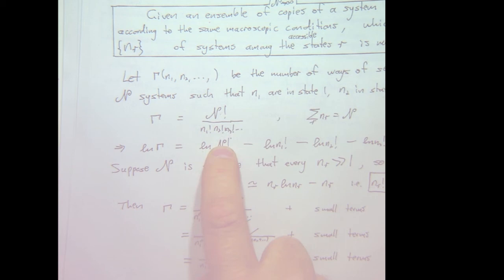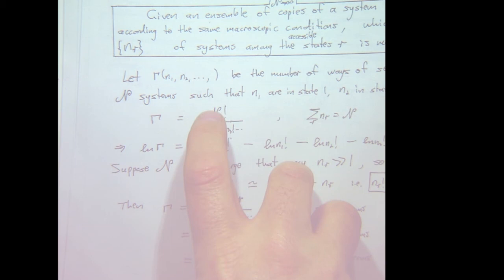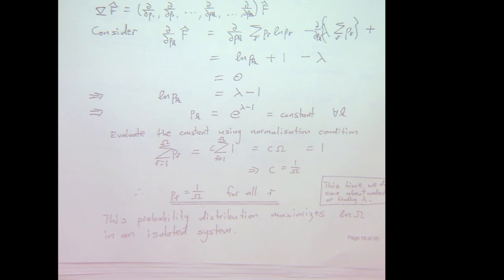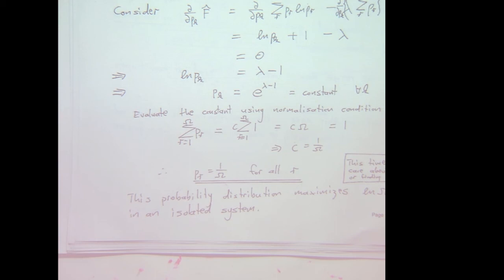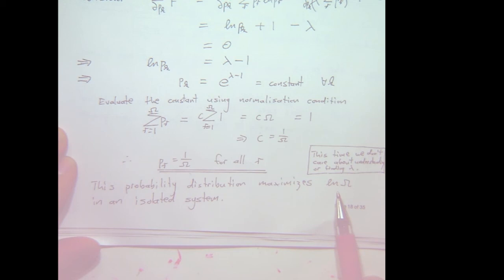Now actually this point gets buried in textbooks. They don't mention this point. Only a few of them do. Maximizing the entropy is the same as maximizing that. And just one other point to remember for next time. This time, we didn't care about figuring out what lambda means thermodynamically because they're all the same. Next time, for a system in contact with a heat reservoir, we're going to figure out what lambda means. So this probability distribution maximizes the log of omega in an isolated system.